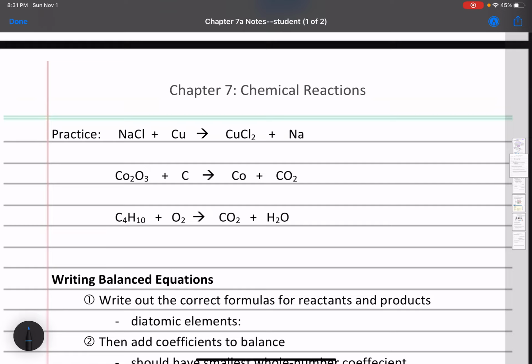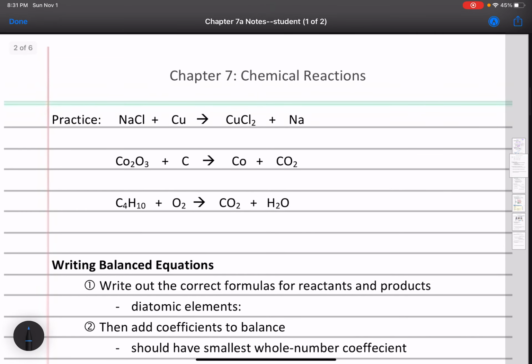All right, so let's practice. Let's do some practice ones. I'm not going to draw out a table here, but I will indicate our counts as I go. All right, so let's look at sodium. Sodium and sodium. That's good. We don't need to do anything there.